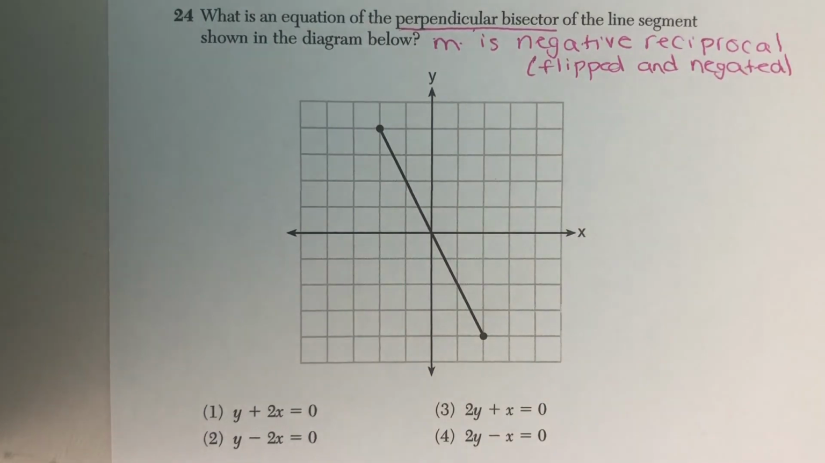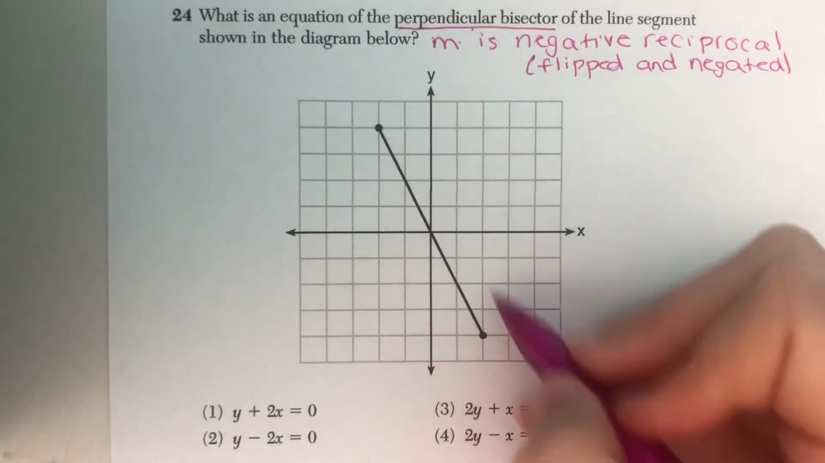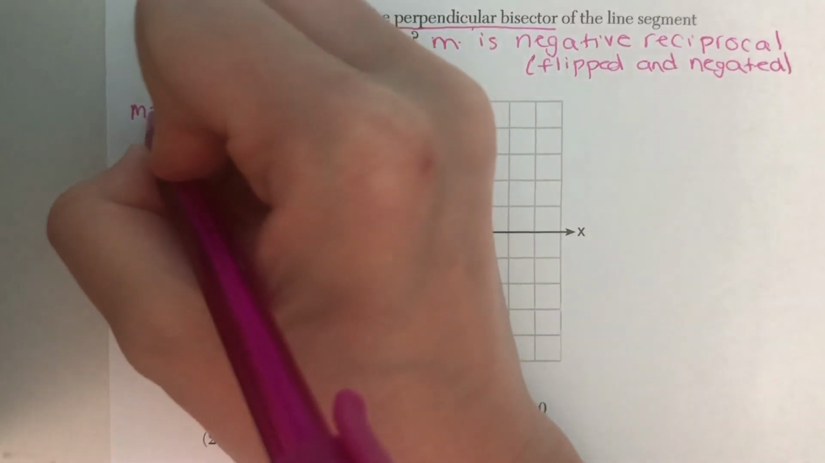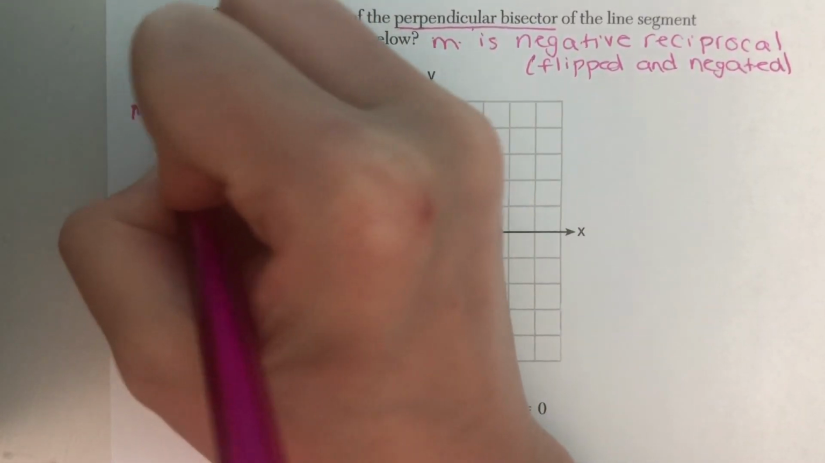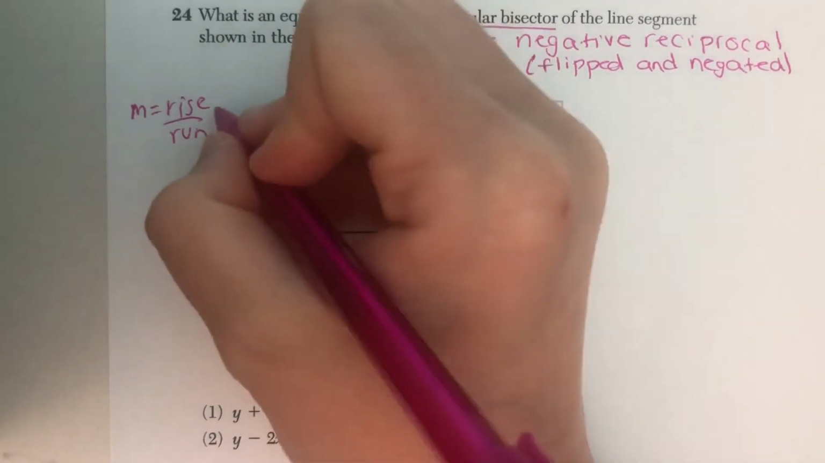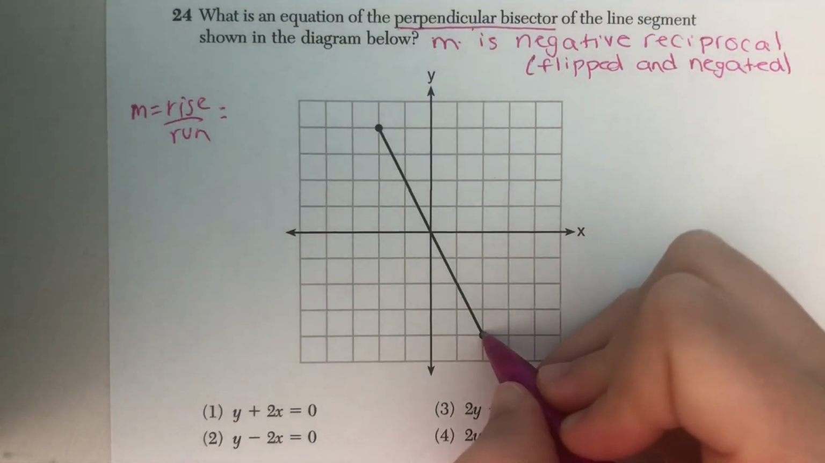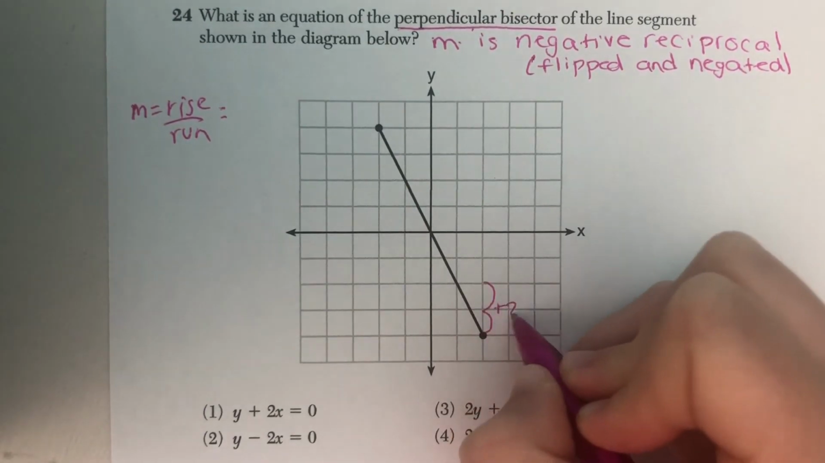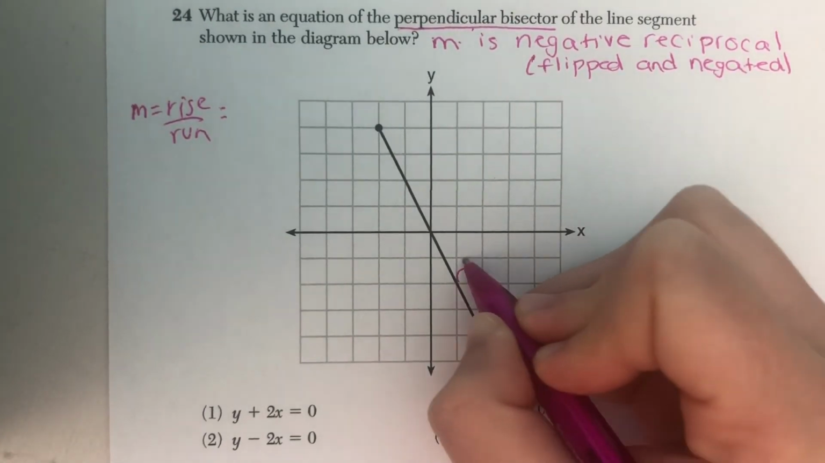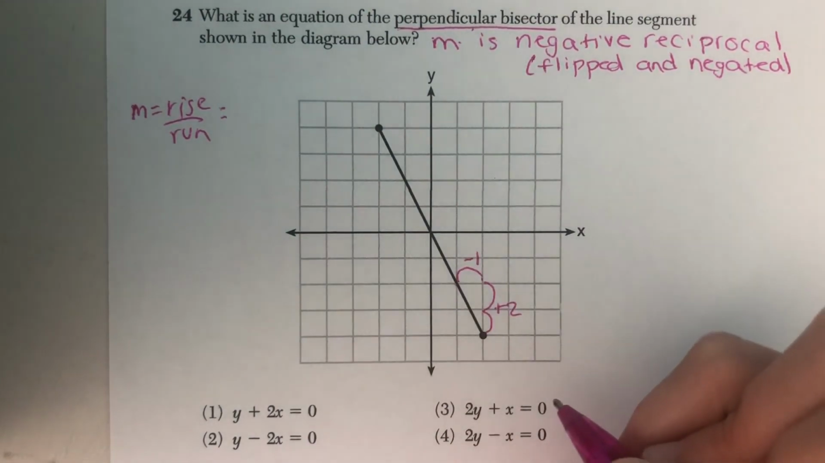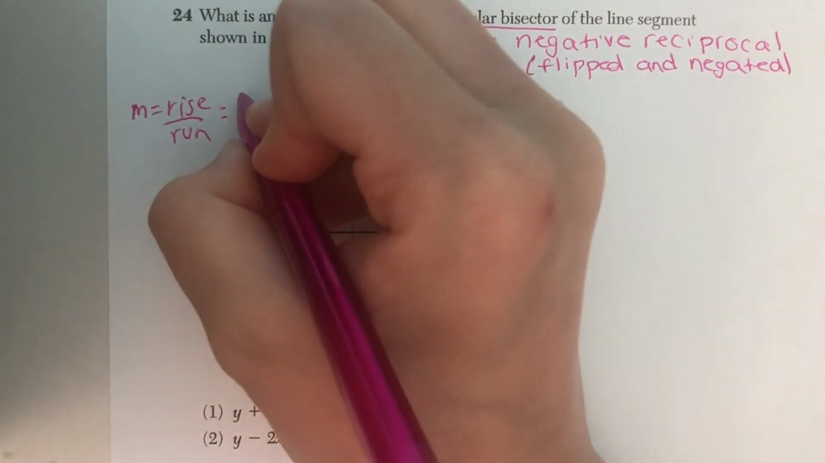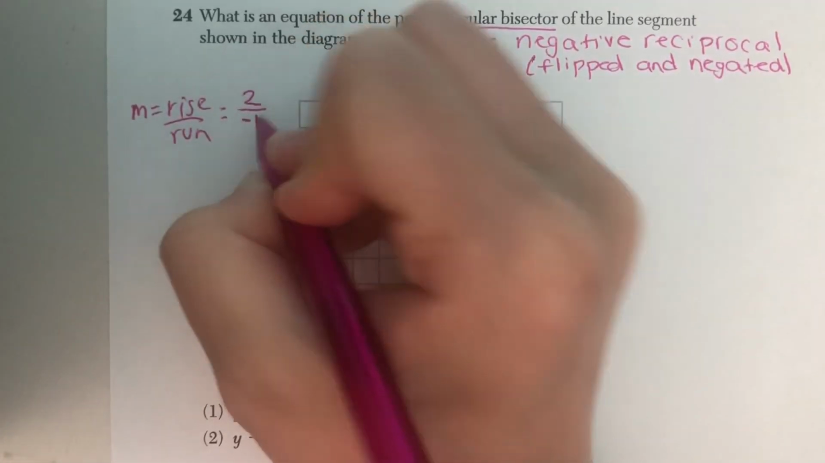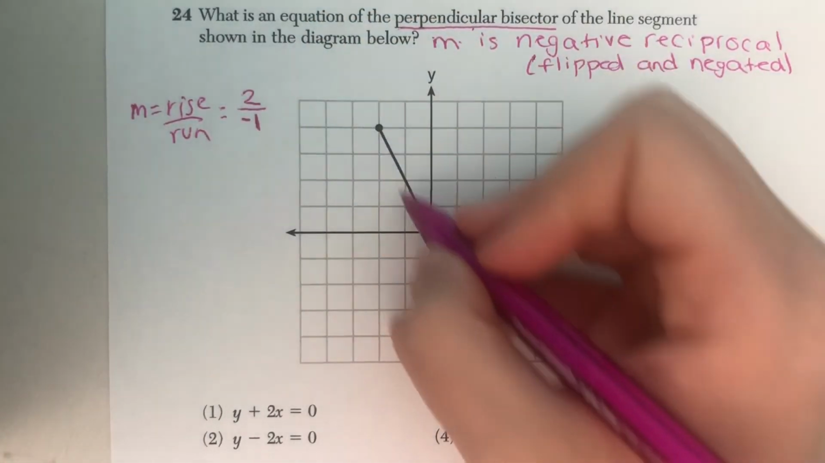Okay. So my first step is to find the slope of this line. So remember, slope is rise over run. So I'm going to start at this bottom point. I'm going to go up 1, 2, and I'm going to the left 1 to get to this next point. So it's positive 2, I went up, and I went to the left, so that gives me negative 1. So that is my slope of this line.